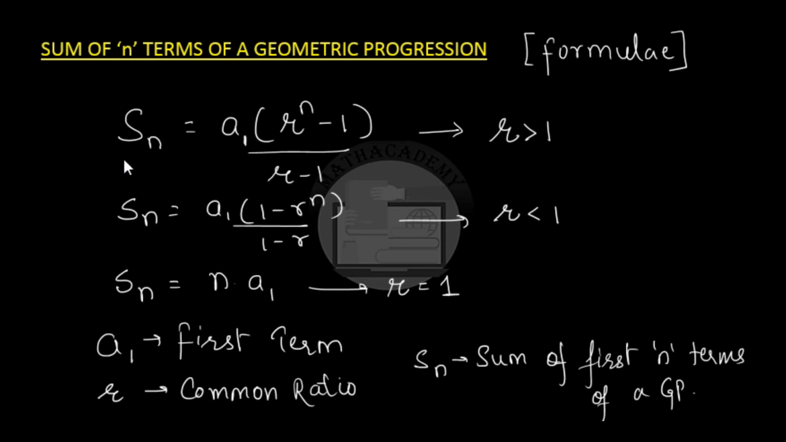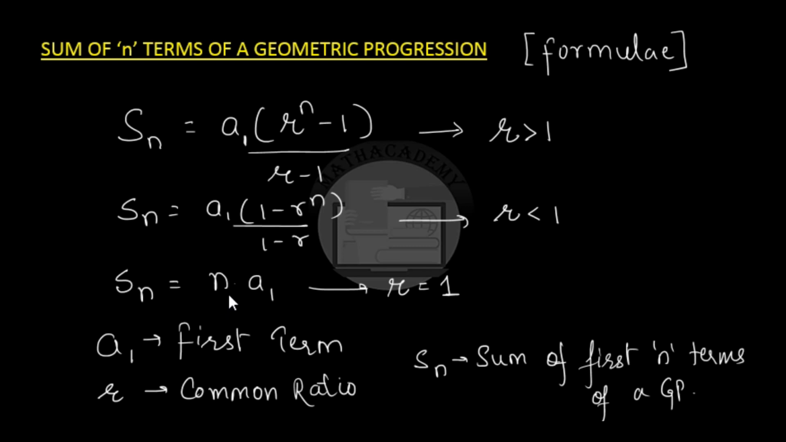The sum of n terms of a geometric progression is given by a1 times r to the power n minus 1 over r minus 1 when r is greater than 1, where r is the common ratio. It is a1 times 1 minus r to the power n over 1 minus r when r is less than 1, and it is equal to n times the first term, which is a1, when r is equal to 1. If there are any doubts regarding the derivation of these formulas, you can check my previous video.